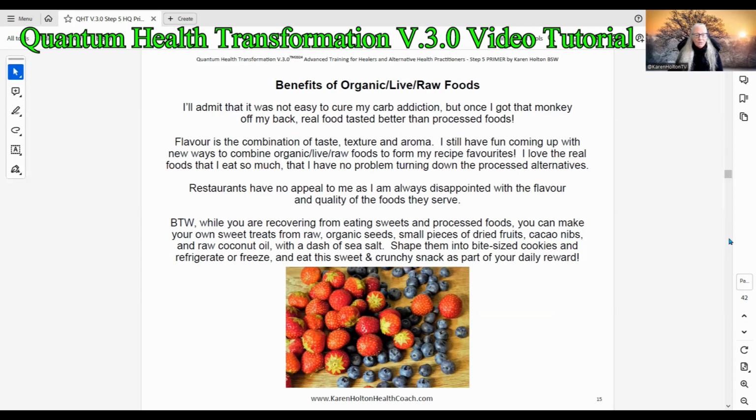By the way, while you're recovering from eating sweets and processed foods, you can make your own sweet treats from raw organic seeds, small pieces of dried fruits, cacao nibs, and raw coconut oil with a dash of sea salt. You just melt the coconut oil and add it to the dry ingredients, mix it up, shape them into bite-sized cookies, and refrigerate or freeze them. This is what keeps them firm and then they hold together. And eat this sweet and crunchy snack as part of your daily reward.